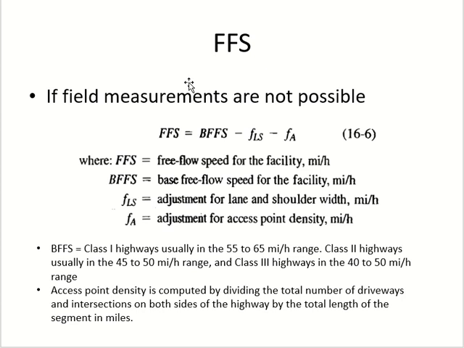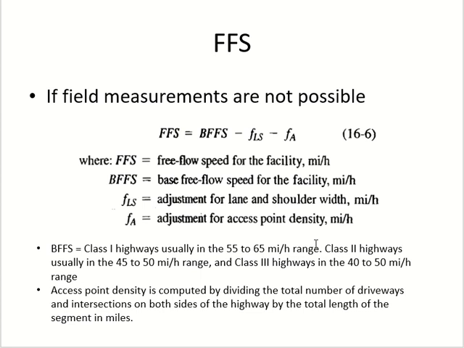For BFFS, they gave us some limits. You can see it over here. These are the limits for every class of highway for the base free flow speed. If the value is not given, you can pick a value from the range.